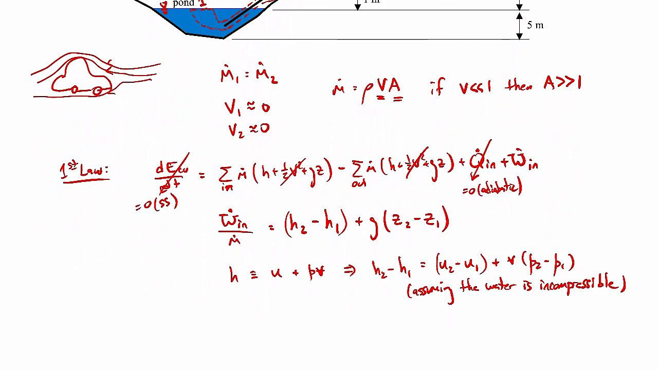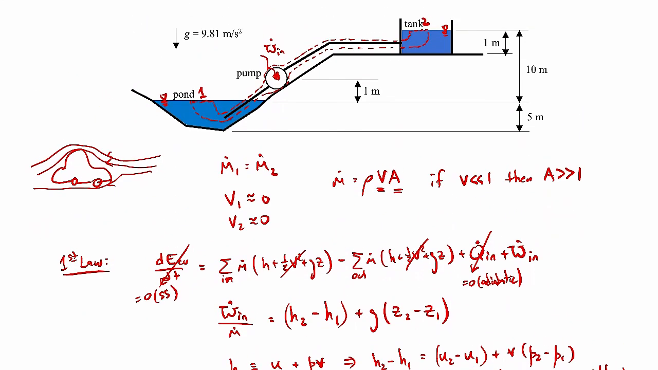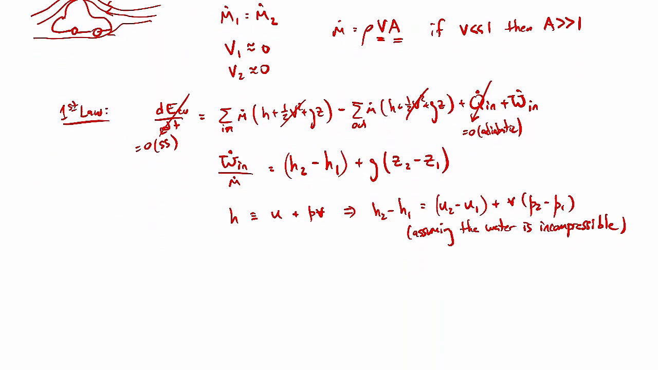Let me then go back up to our picture and figure out what P2 and P1 are. Since points 1 and 2 are on these free surfaces, their pressures are both going to be the same as atmospheric pressure. So here's the atmosphere. So P1 and P2 are just atmospheric pressure. So that term will cancel out, and h2 minus h1 will just be u2 minus u1 in this case.